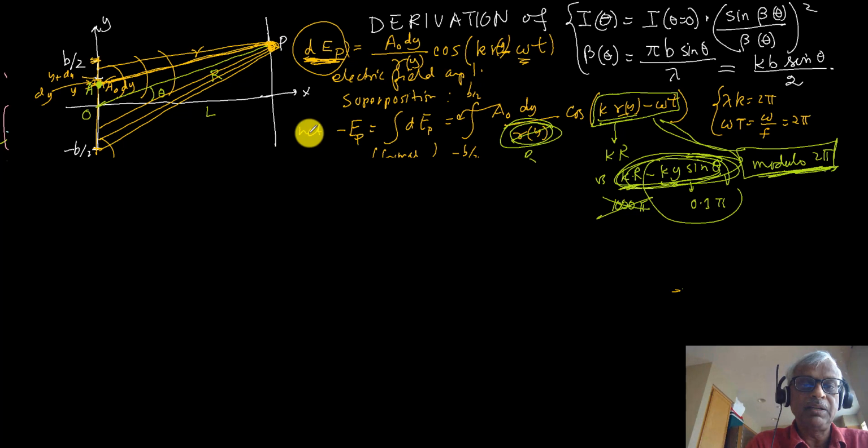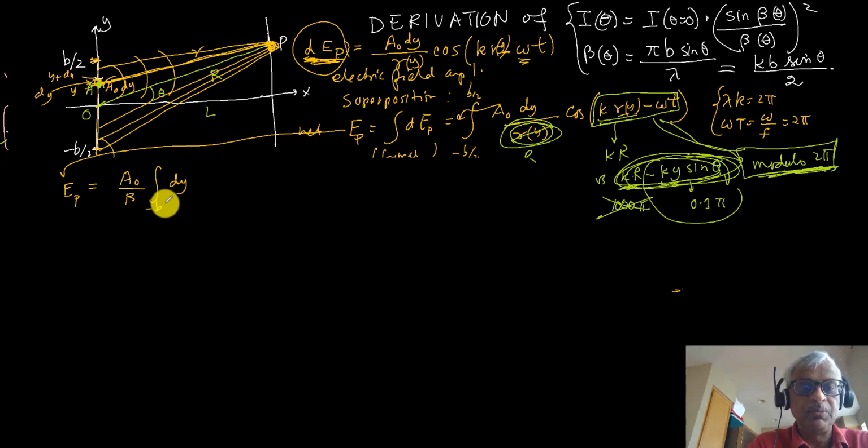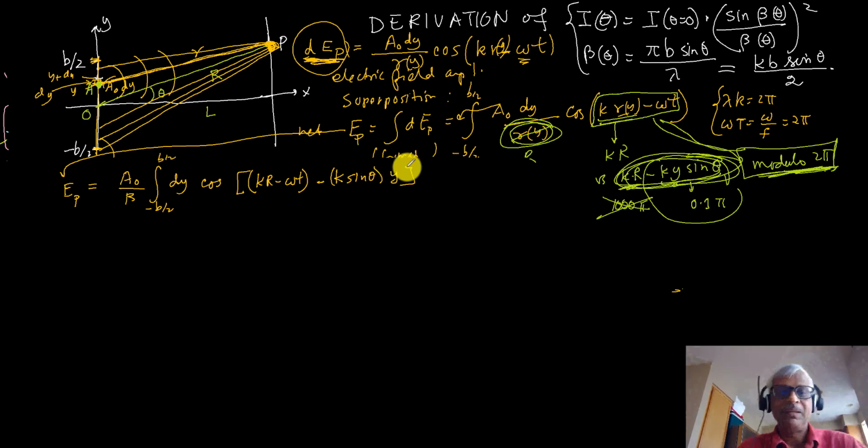So the thing I have to do is E_P is equal to A0, and this is R comes out, the integral dy from minus b over 2 to b over 2, and cosine of kr minus omega t, I'm going to just keep it together, minus k sine theta times y. Okay, so doing this integral is not that difficult.